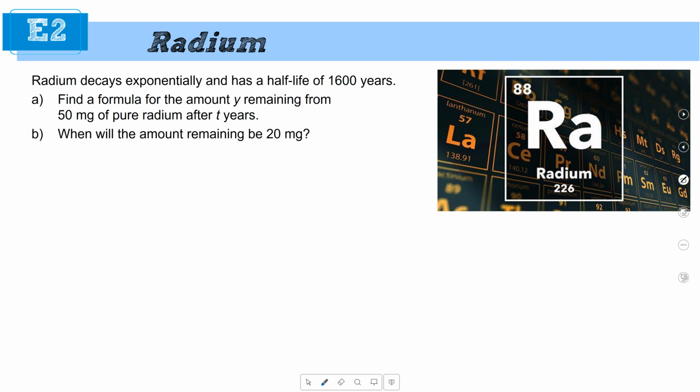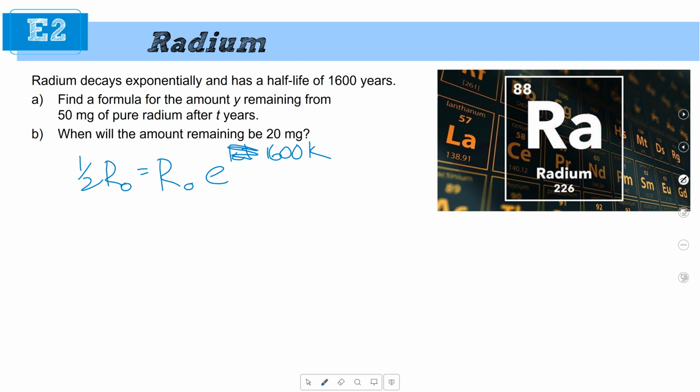Let's suppose I start with R naught. I start with some amount of radium. It could be 50 milligrams, it could be 3 tons, it doesn't matter. 1,600 years later, how much will I have? If I started with 100 tons, 1,600 years later, I would have how much? 50 tons. If I start with R naught, how much will I have after 1,600 years? Good. 1/2 R naught, and this would actually be 1,600 K.